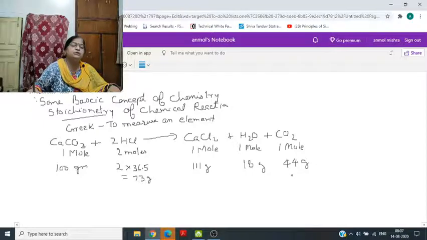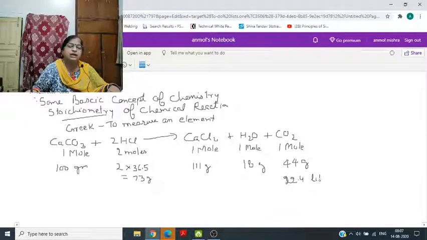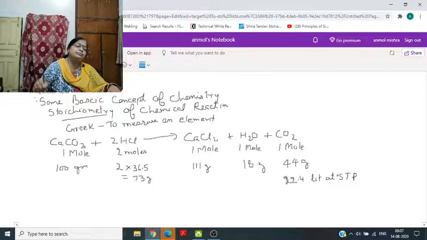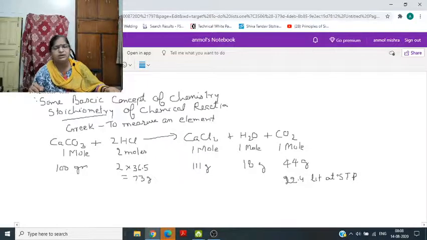But if we talk in terms of volume, 1 mole contains 22.4 liters at STP. So by writing a balanced chemical equation, we know the respective ratio of the compounds which react with each other, by moles, by mass, or if the given constituent is a gas, then by liters.